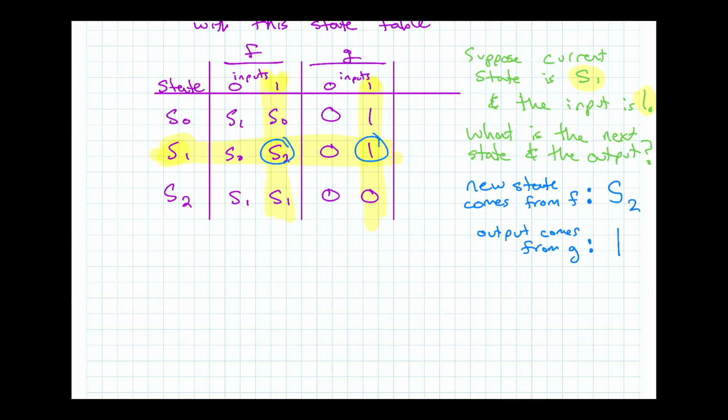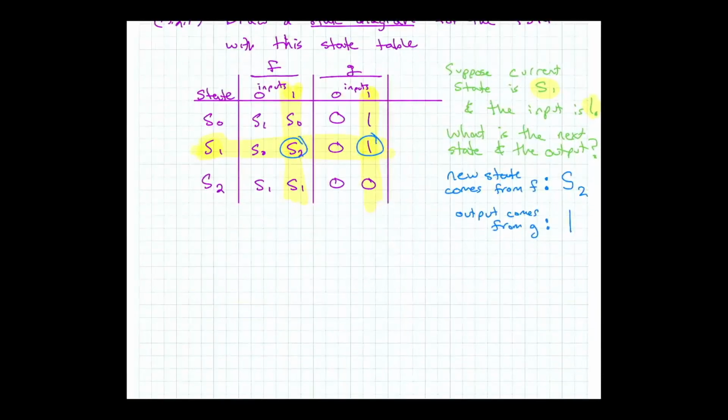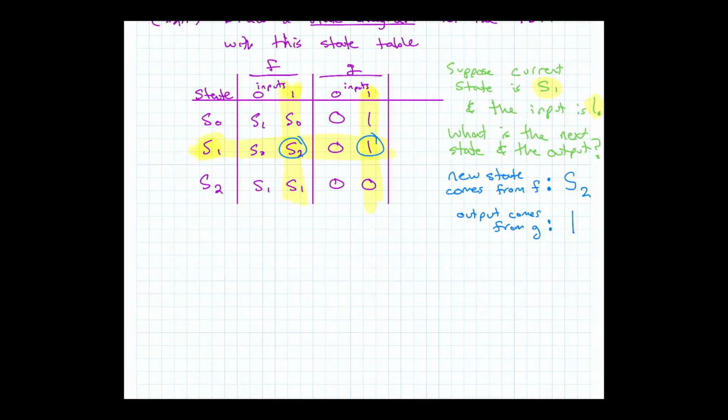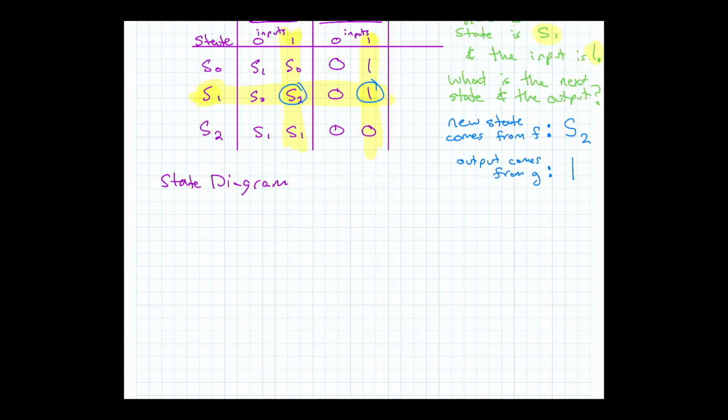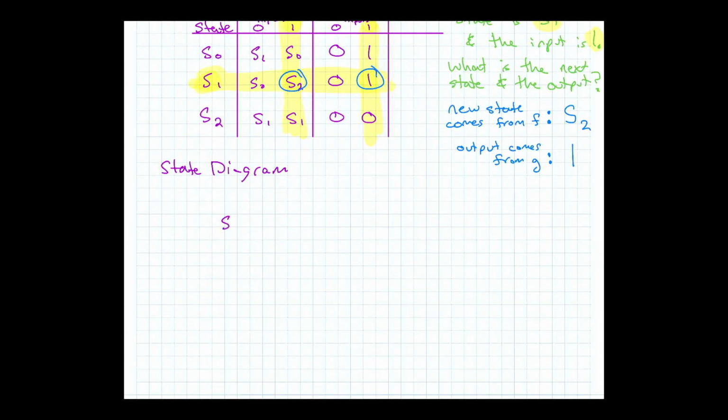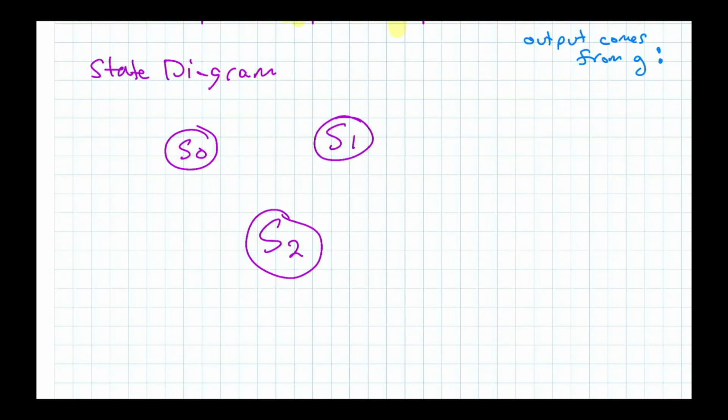Okay, now let's actually answer this question. So the diagram here is what we actually wanted, the state diagram. For the state diagram, if you've got 3 states that you see here, S0, S1, S2, you put those in circles. You can arrange them however you want. I don't know why I made that one really big. There you go.